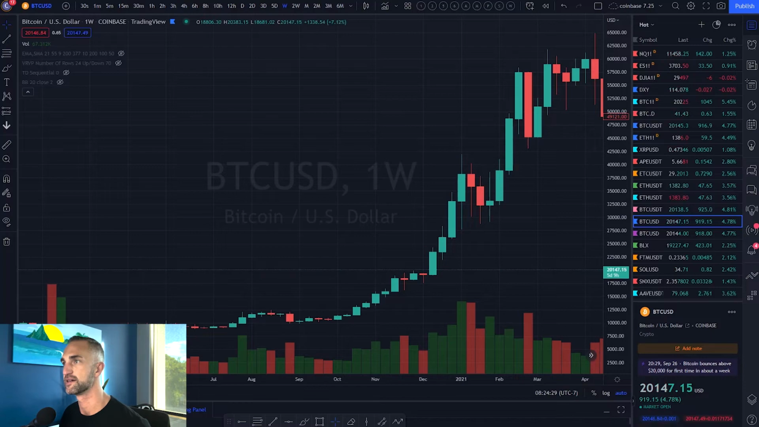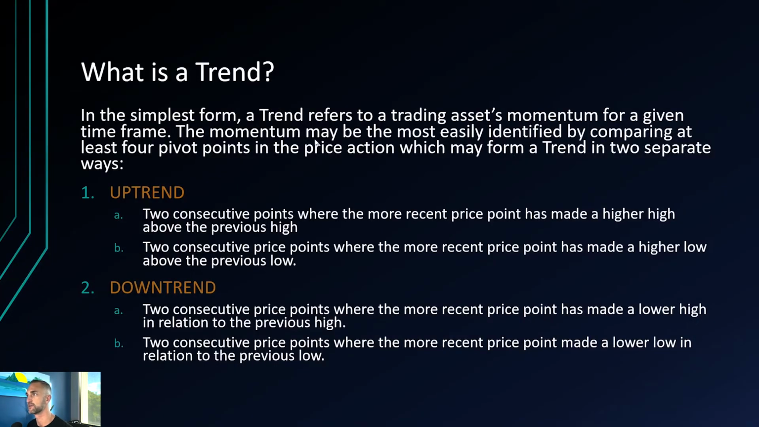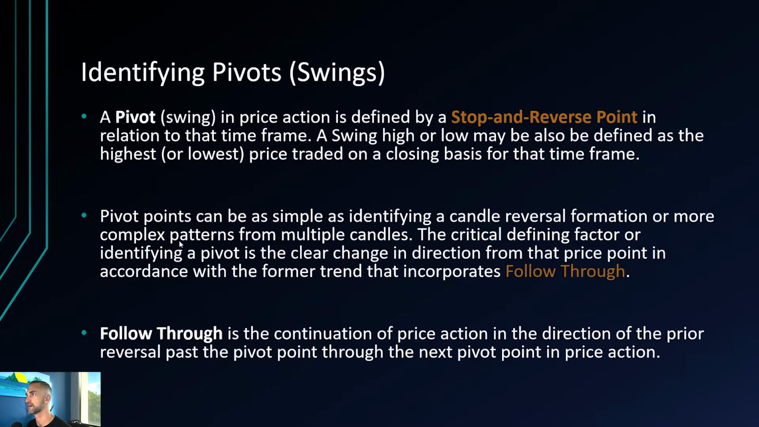And what is our next slide? Here we go. Identifying pivots and swings. So a pivot or swing in price action is defined by a stop and reverse point in relation to that time frame. A swing high or swing low may be also defined as the highest or lowest price traded on a closing basis.